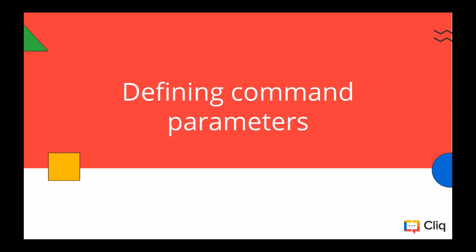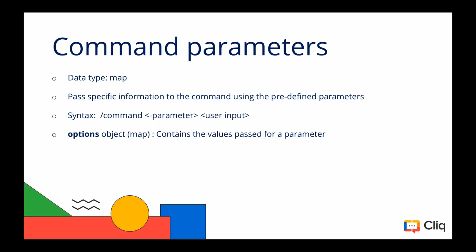Now moving on to working with command parameters. Command parameters can be used when you want to pass specific information to the command using predefined parameters or attributes. So the syntax would look something like this, where you have the slash command followed by the parameter, for example, hyphen from and hyphen to, and a user input for each of these parameters.